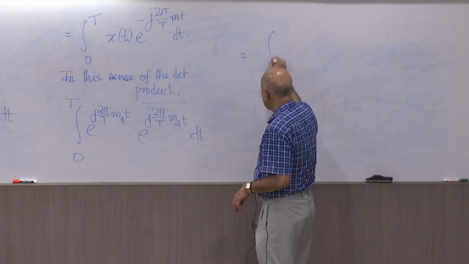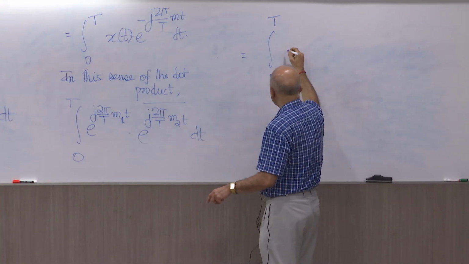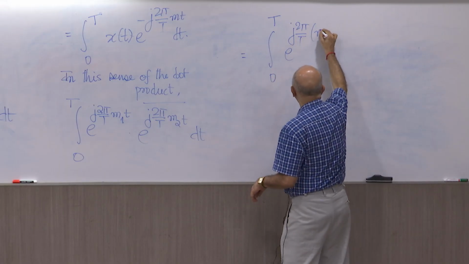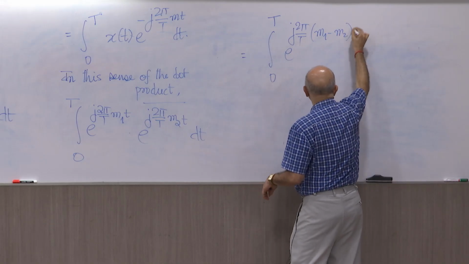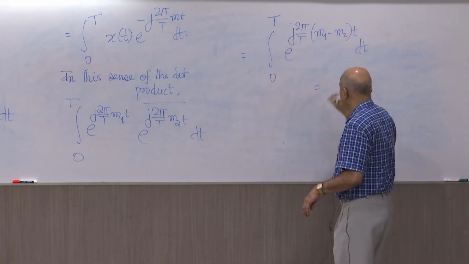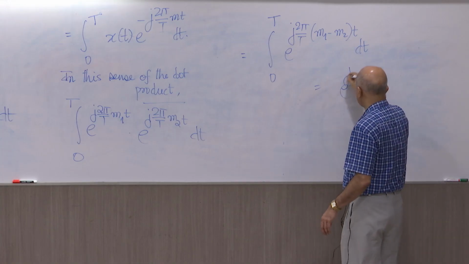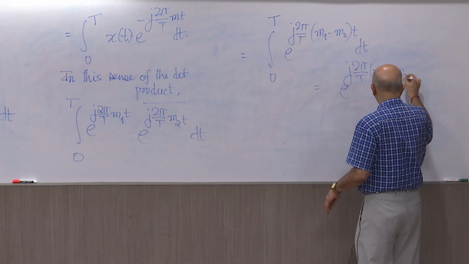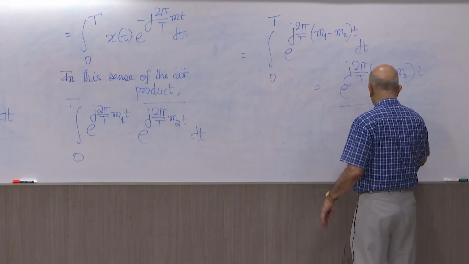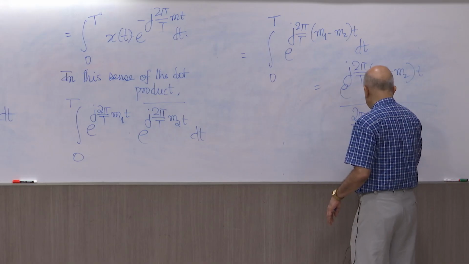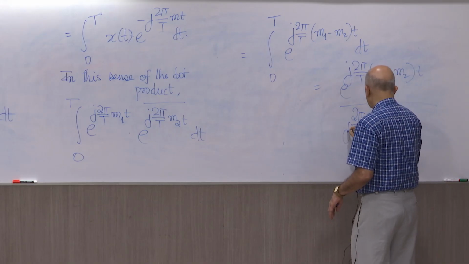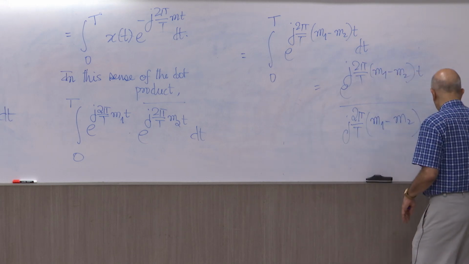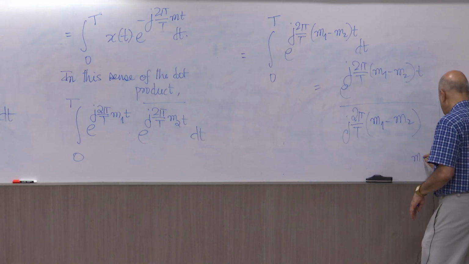What would this dot product be? Let us see. It is in fact the integral from 0 to t of e raised to the power j 2 pi by t times m1 minus m2 times t, dt, which is e raised to the power j 2 pi by t times m1 minus m2 times t, divided by j 2 pi by t times m1 minus m2, evaluated from 0 to t, provided m1 is not equal to m2.